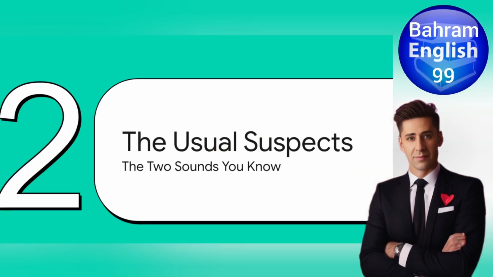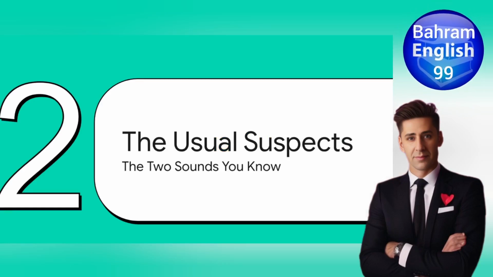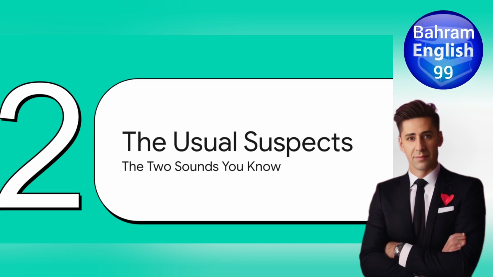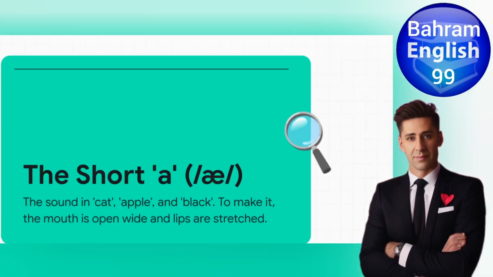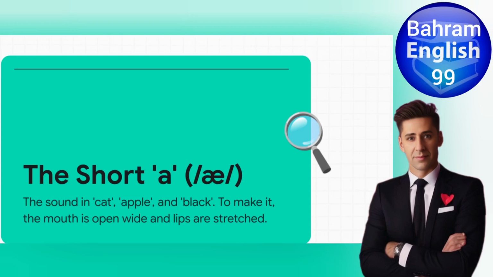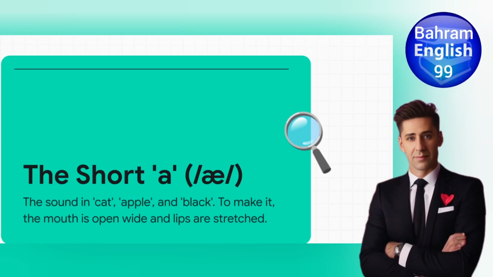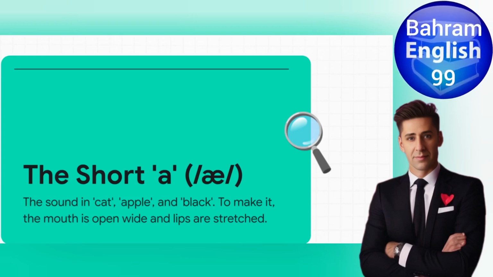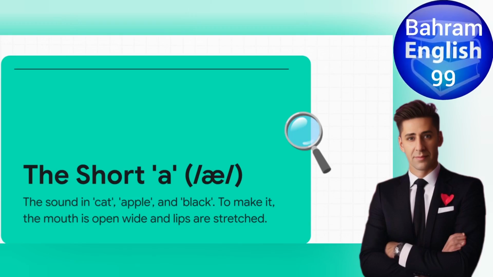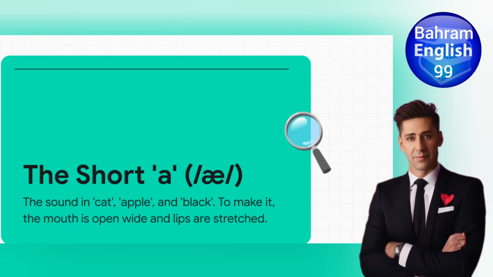All right, let's move on to section 2, the usual suspects. These are the 2 A sounds that you're probably most familiar with, the ones we all learn first. First up, we have the short A, the ah sound. It's in cat, apple, black. It's that classic wide-open sound. To make it, you just open your mouth, keep your tongue low and flat. Ah, cat. You got it.